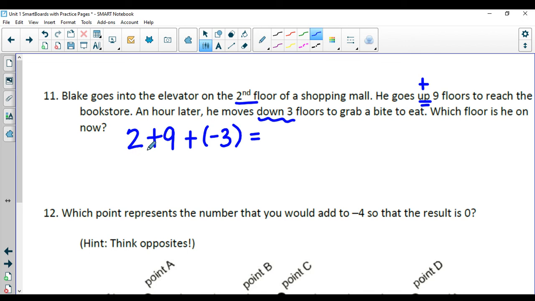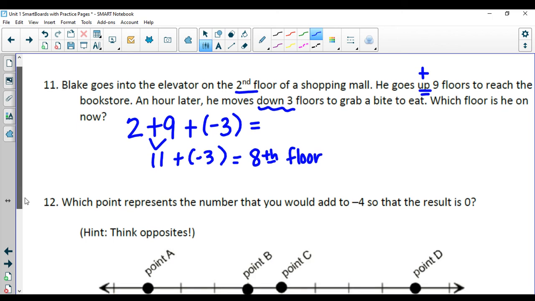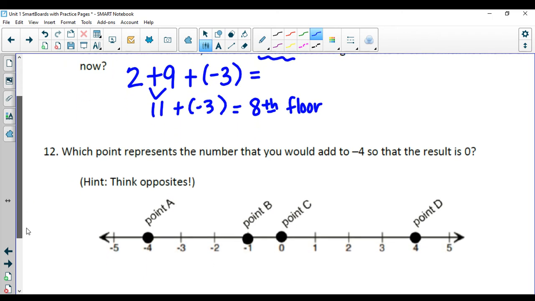So we're going to go ahead. We're going to work from left to right. 2 plus 9 is 11, plus a negative 3. When we add those together, we actually end up with a positive 8. So he is on the 8th floor. And that makes sense because we don't know if there's any floors under the ground. So it would make sense for him to stay positive.